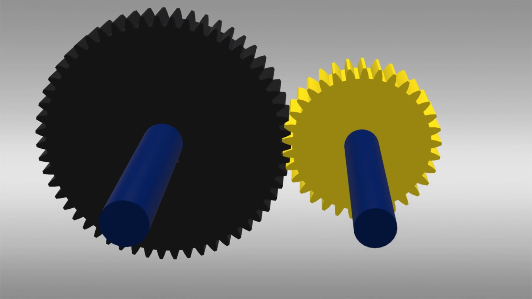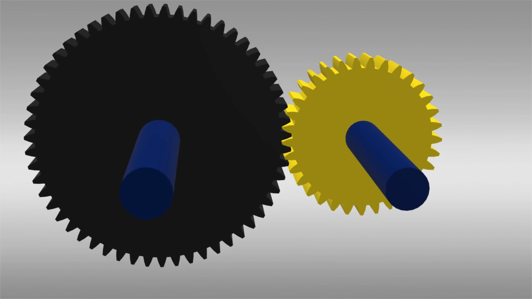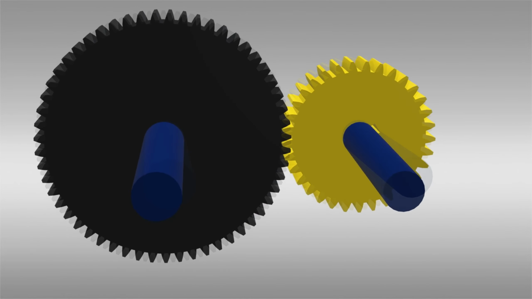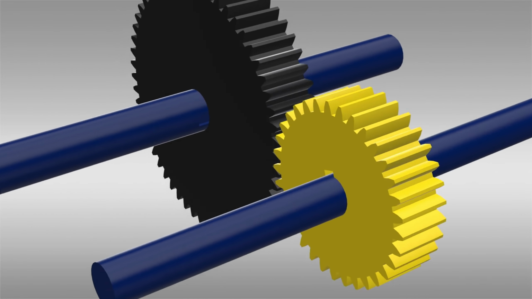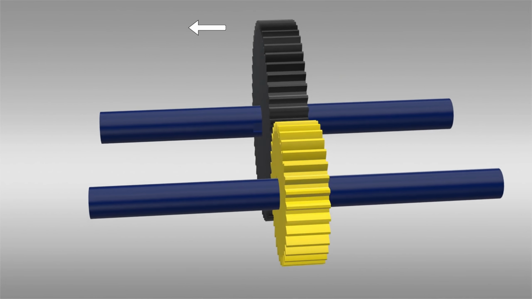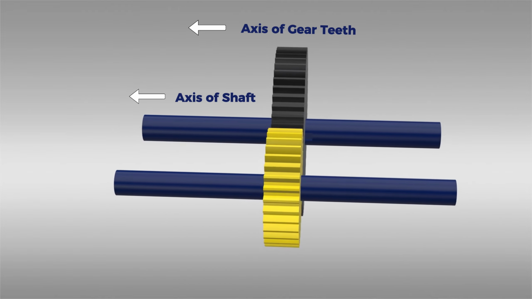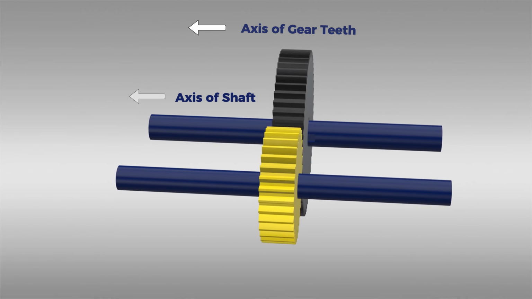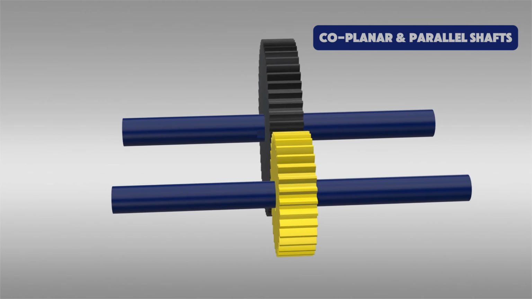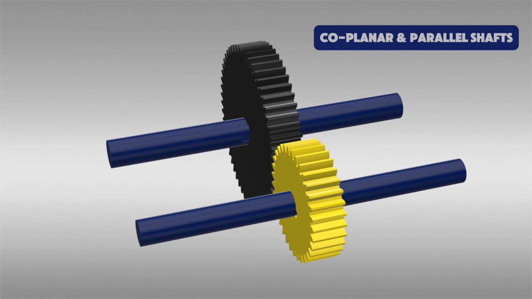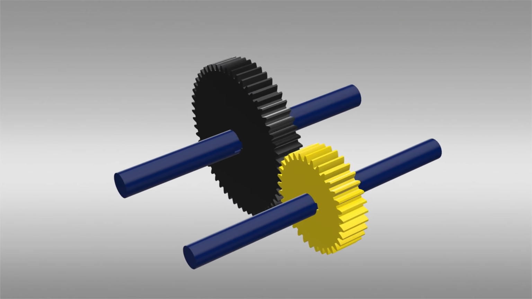These gears have straight teeth, which are parallel to the axis of the shaft. As you can see, the axis of the gear teeth and the shaft axis are parallel to each other. Spur gears are used to connect two coplanar and parallel shafts, ensuring smooth and efficient power transmission in industrial applications.